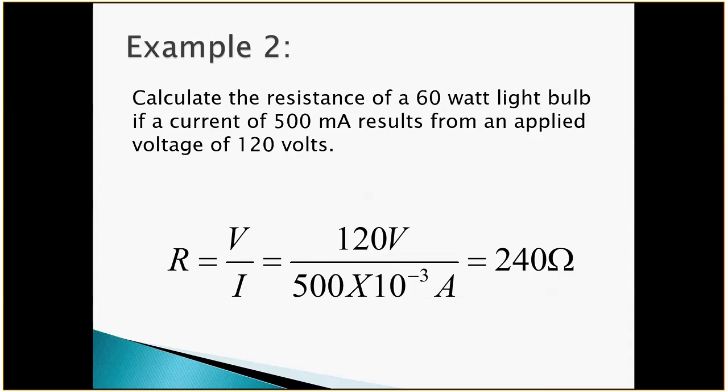Example number 2. Calculate the resistance of a 60-watt light bulb if there's a current of 500 milliamps resulting from a voltage of 120 volts. Well, we haven't talked about wattage yet, and we'll talk about that later in this class. But I did give you some information. I give you current and I give you voltage.